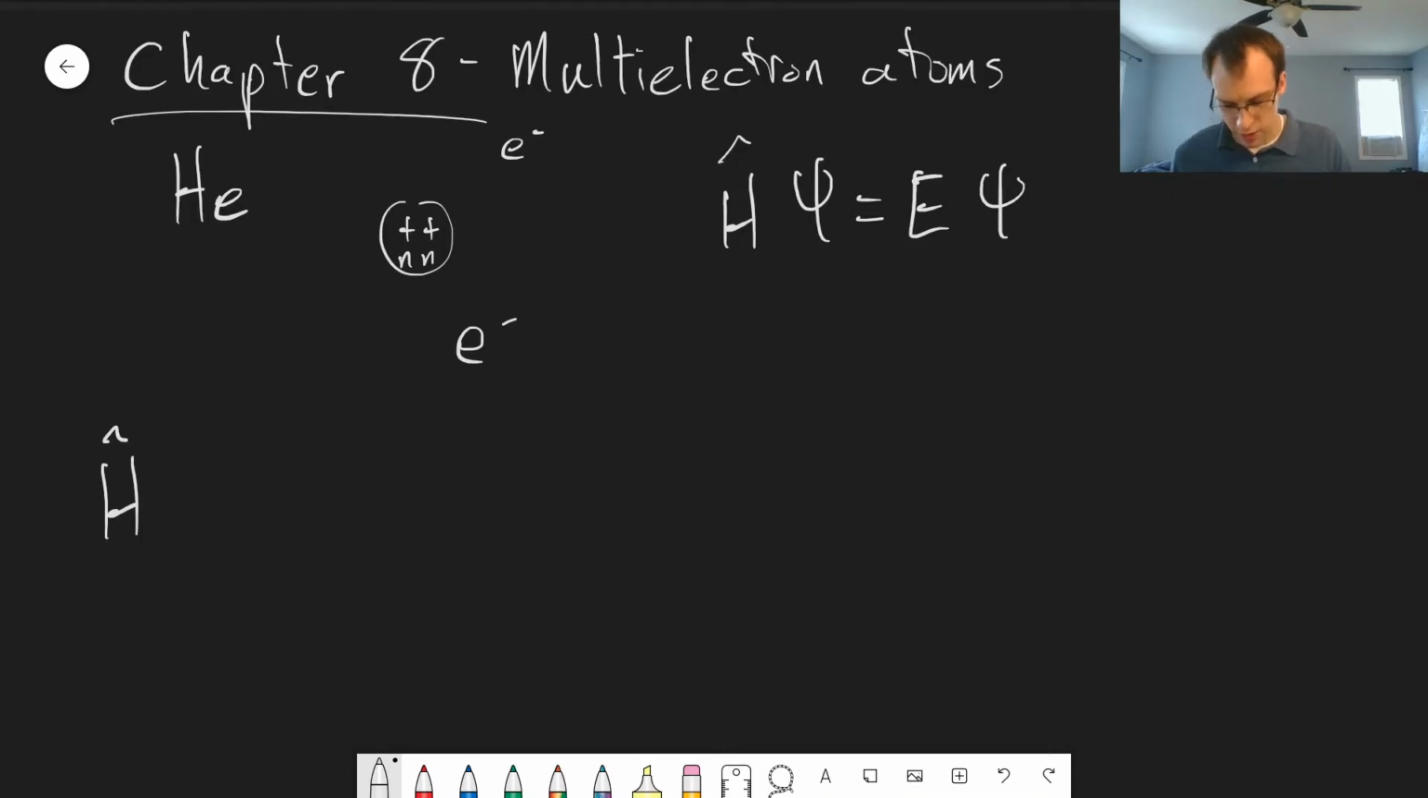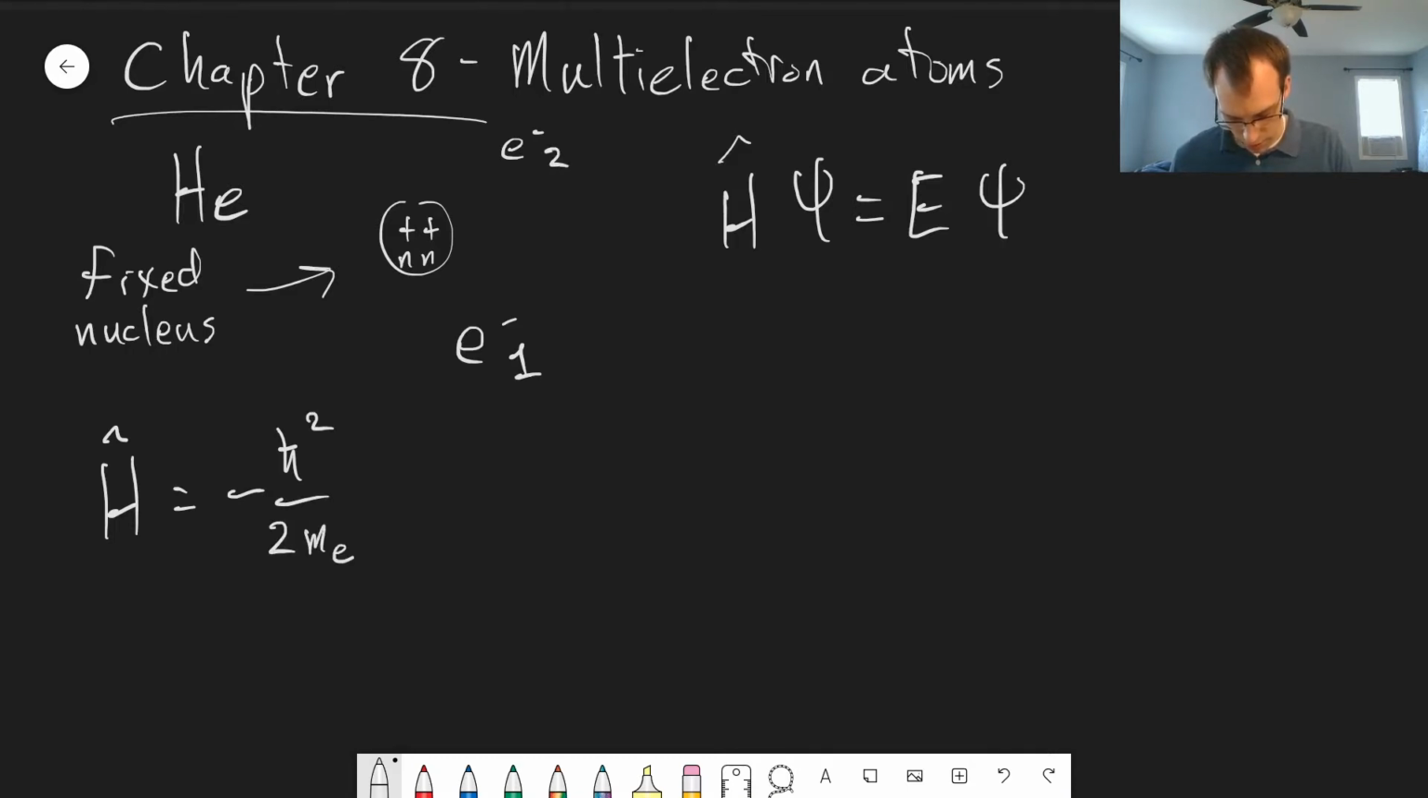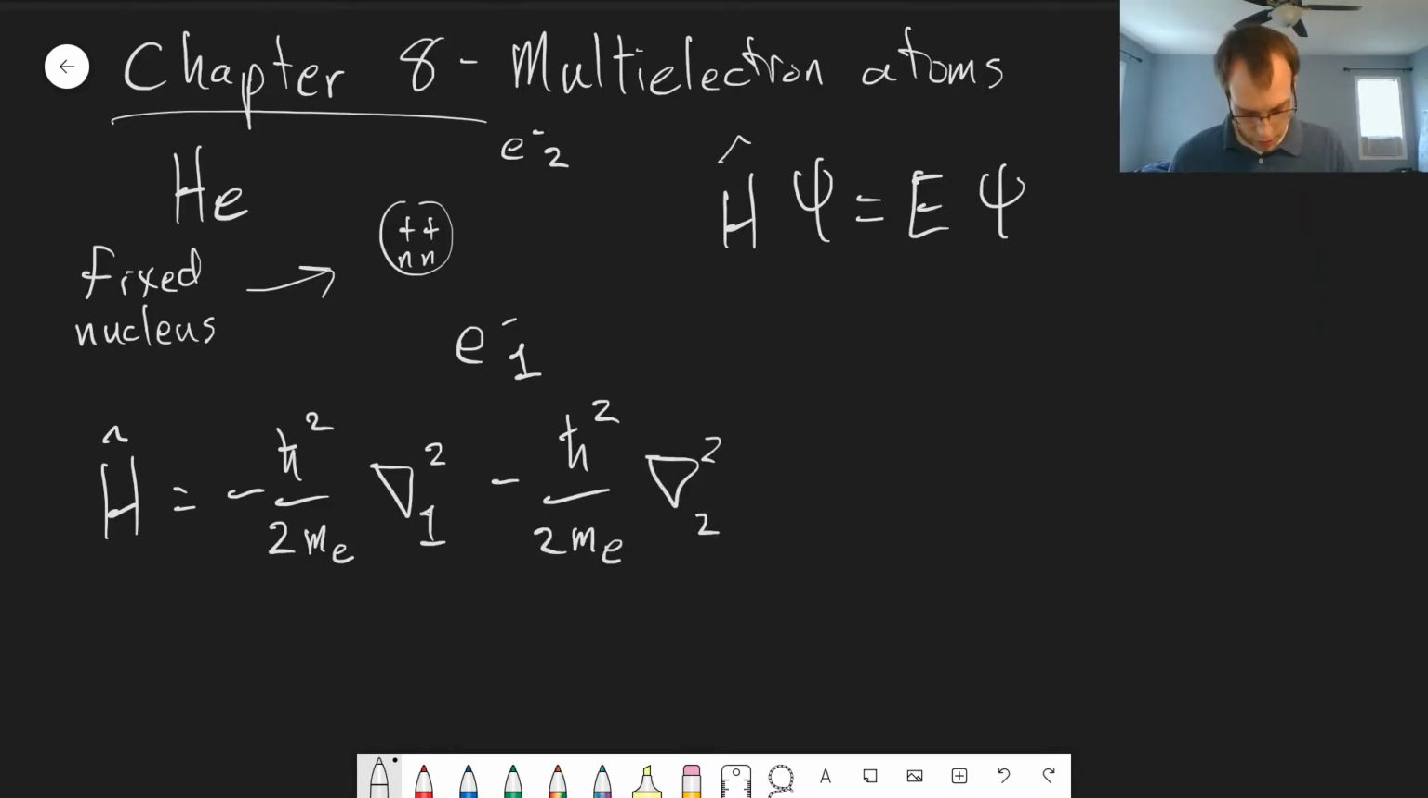All right, so we'll do the same things we did for hydrogen. Assume the nucleus is fixed, so we don't have to worry about its kinetic energy, and we'll just worry about the kinetic energy of the electrons. So we'll have a kinetic energy term, and we'll label these number 1 and number 2. We'll have a negative h bar squared over 2 mass of the electron, and then a second derivative with coordinates corresponding to electron 1. Then we'll have another term that looks exactly the same, but is for electron 2. So these are the kinetic energy terms.